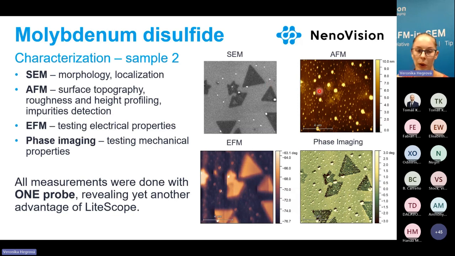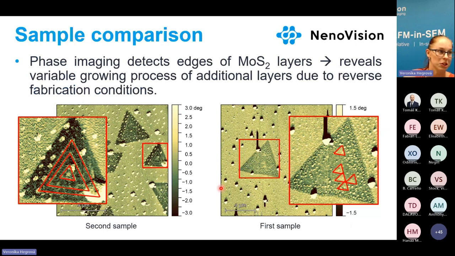And so one thing I'd like to point out is that all the data were measured in a single measurement using one probe. So we are sure that the conditions were the same. What we can see in the second sample is a brighter part in the middle of smaller flakes, which is probably the second layer. But everywhere else, we didn't see much except the phase imaging. And so have a look at the phase imaging.